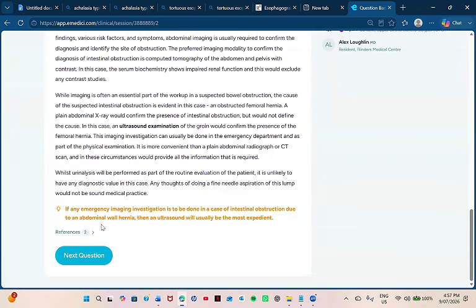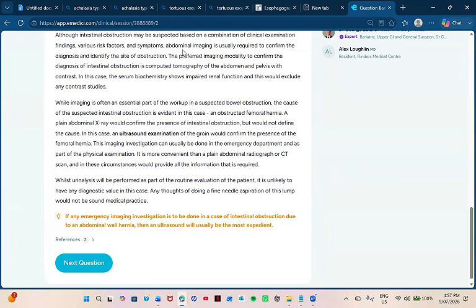So if any emergency imaging investigation is to be done in case of intestinal obstruction due to an abdominal wall hernia, then ultrasound will usually be the most expedient, right? The good one.